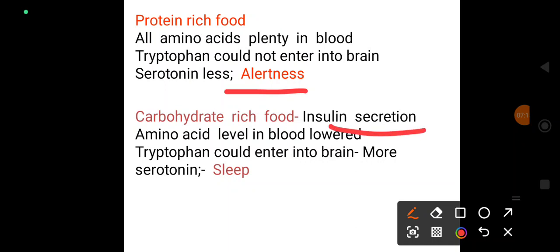When you take carbohydrate-rich fruit, what happens? Insulin secretion is higher, and the amino acid level in the blood is lowered. So, more tryptophan can enter the brain. So, the serotonin level is higher, which induces sleep.